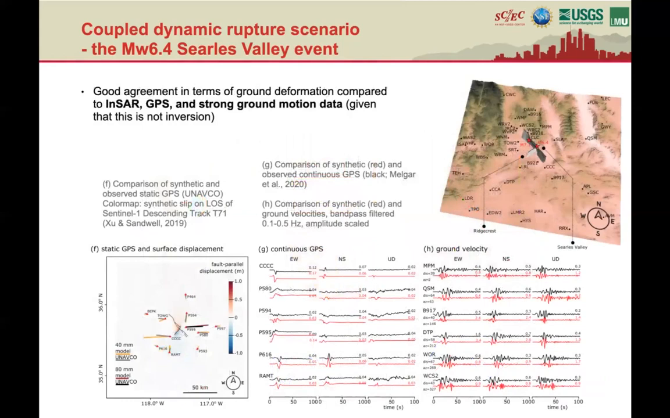We also have a good agreement in terms of surface deformations compared to InSAR, GPS, and strong ground motion data, especially given that this is not an inversion. So here we show comparison to the static GPS, continuous GPS data, and strong ground velocity. A bandpass filter is applied and amplitude is scaled.